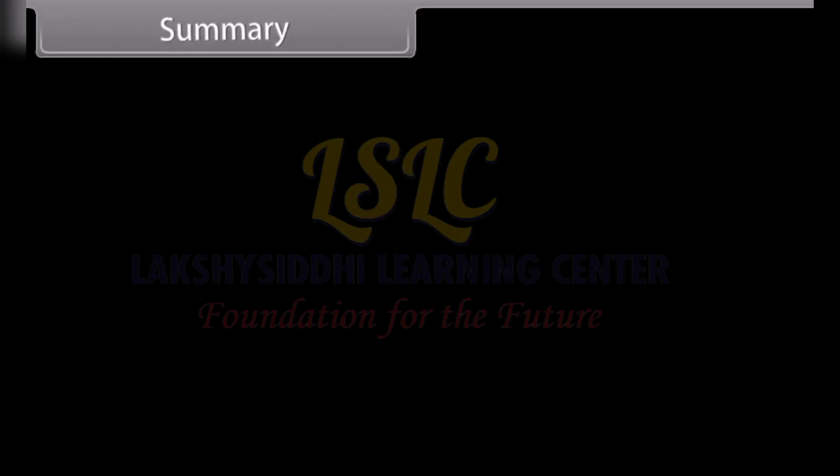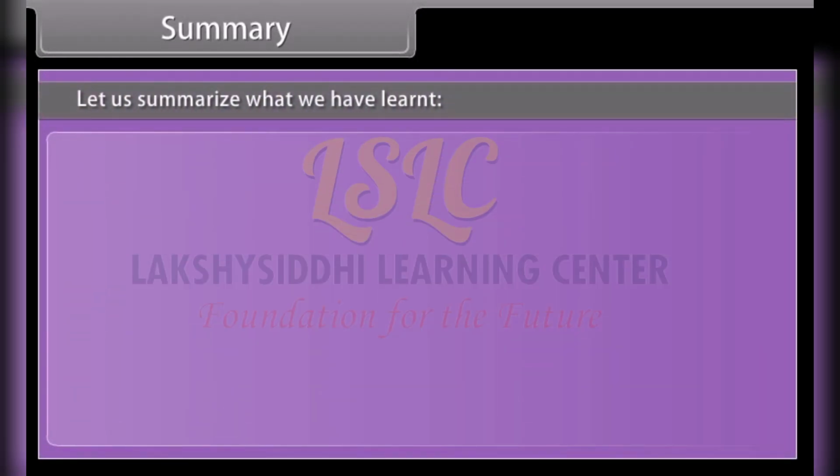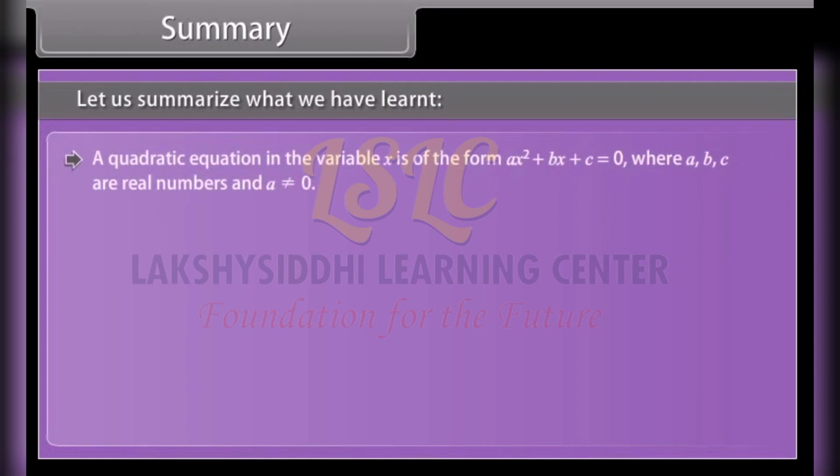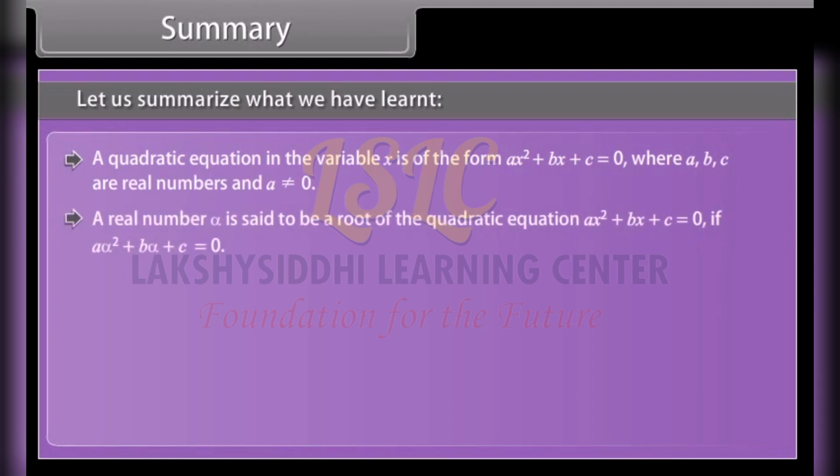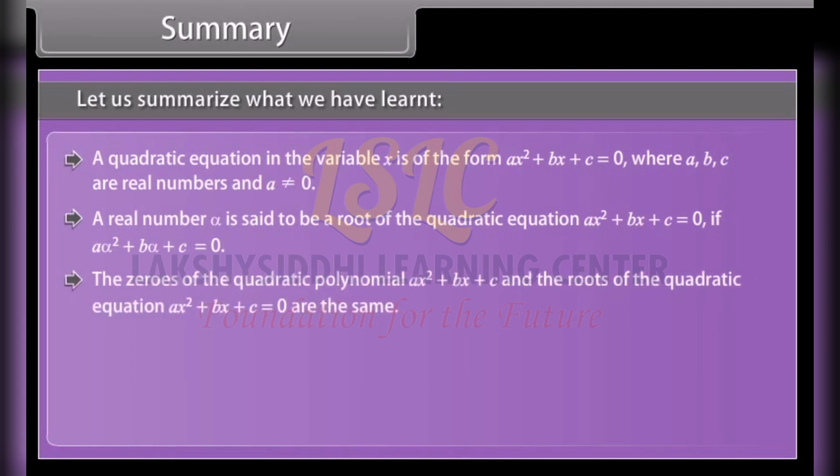Summary. Let us summarize what we have learned. A quadratic equation in the variable x is of the form ax² + bx + c = 0, where a, b, c are real numbers and a is not equal to 0. A real number alpha is said to be a root of the quadratic equation ax² + bx + c = 0 if aα² + bα + c = 0. The zeros of the quadratic polynomial ax² + bx + c and the roots of the quadratic equation ax² + bx + c = 0 are the same.